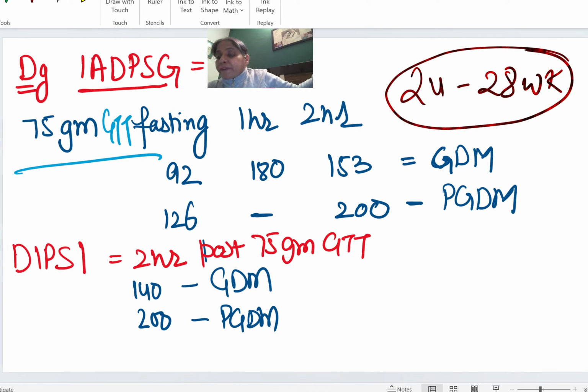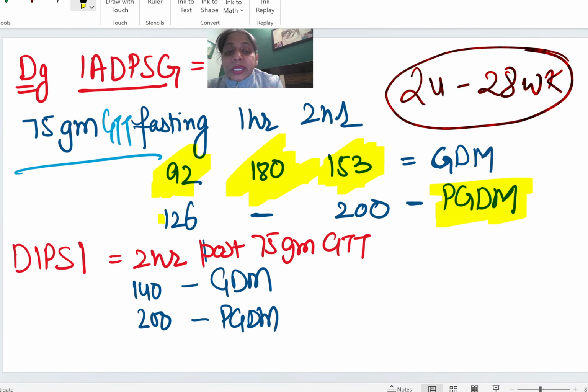Then after 2 hours there will be a small reduction. What will that be? It is 153. So the cutoff value of fasting is 92, then the 1 hour value is 180, and the 2 hour value is 153. Is it okay?